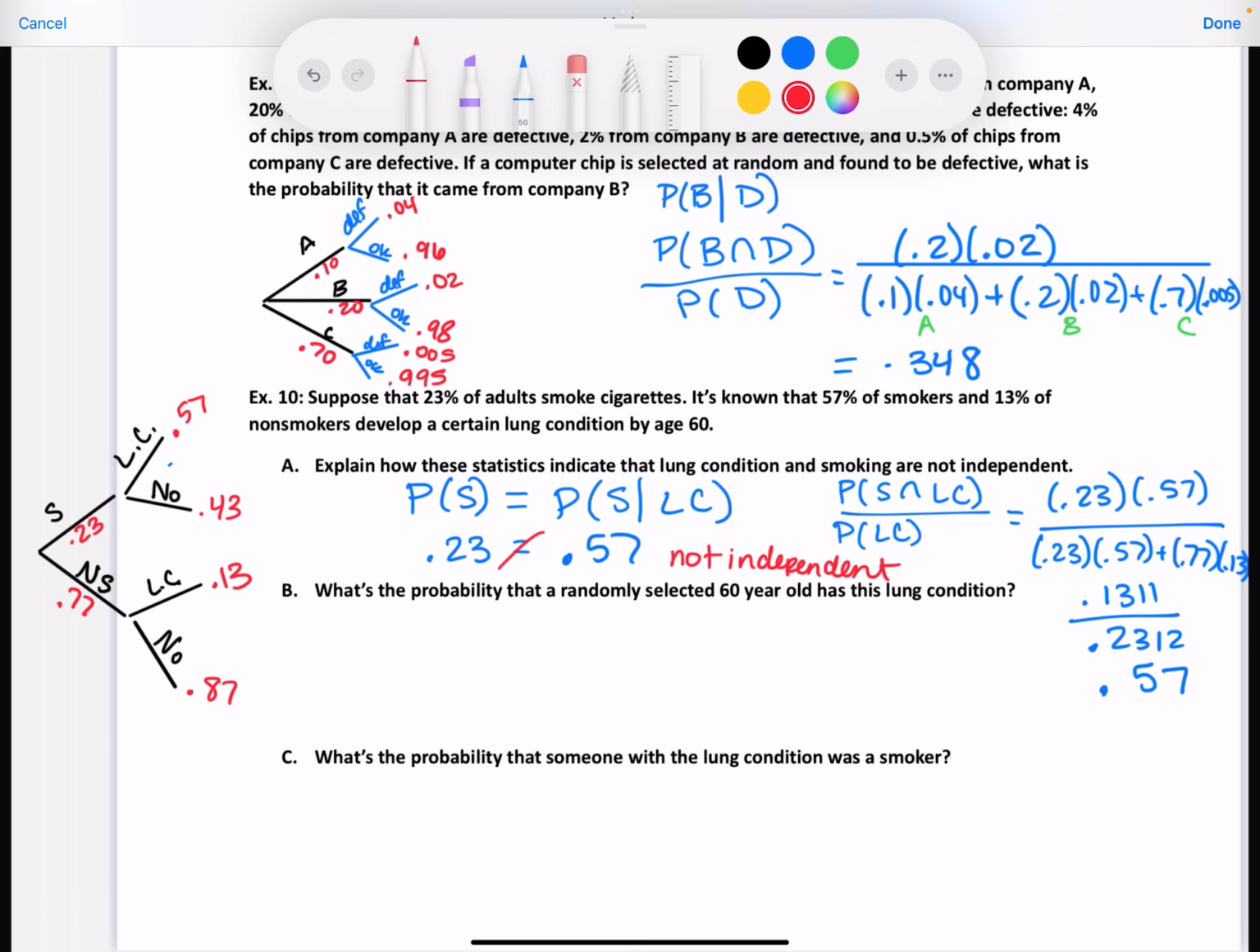And basically another thing that you could tell is that in this scenario, you would expect the same percentage of people to have a lung condition, smoking and non-smoking, if it was independent.